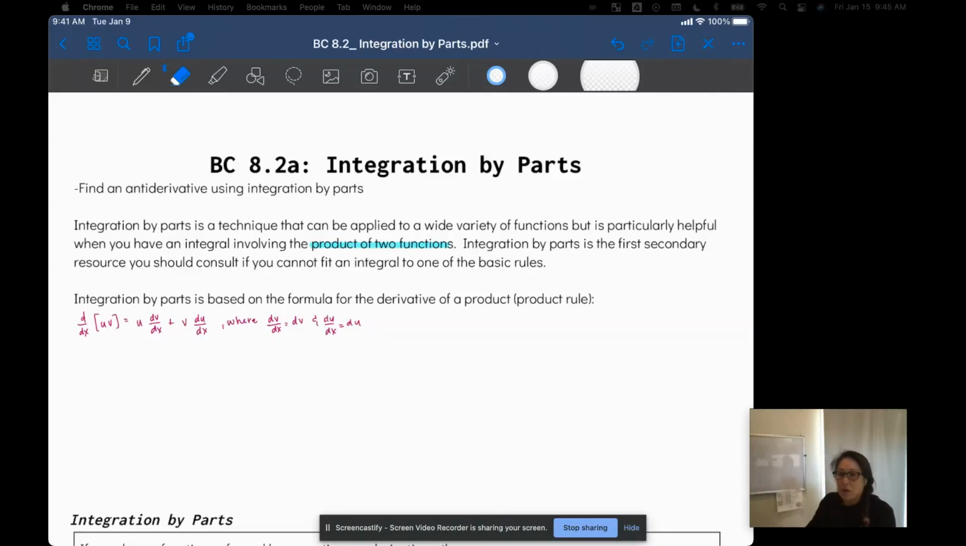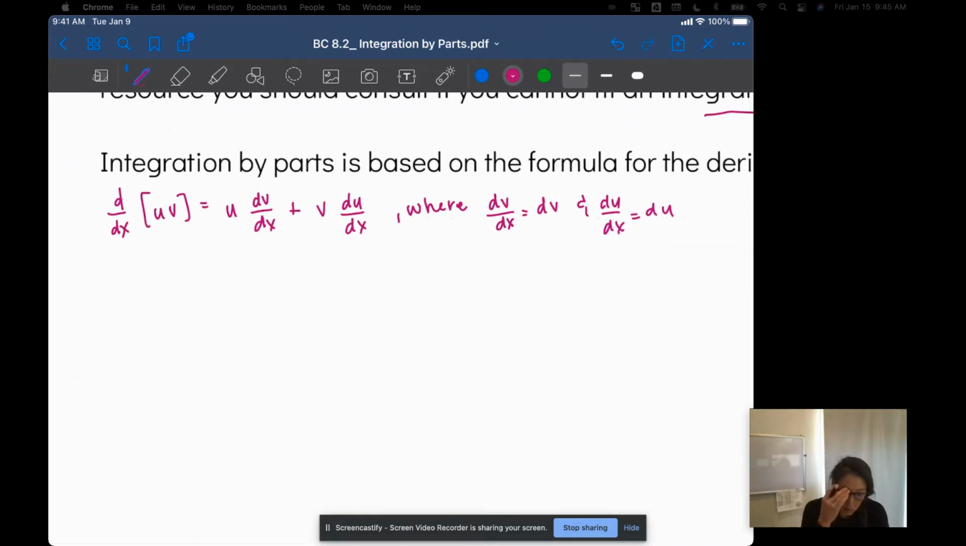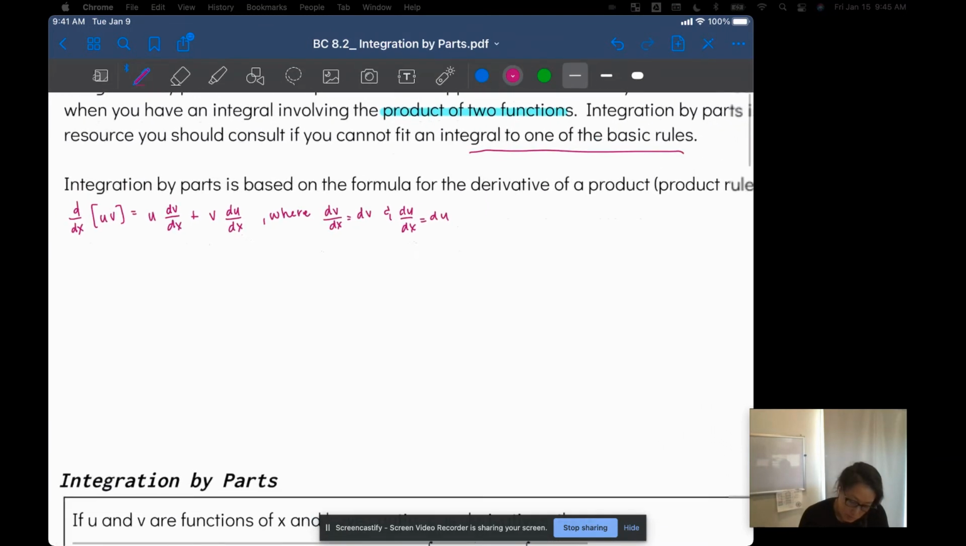Okay, integration by parts is one of our advanced integration techniques. It's really good for the product of two functions, and it's one of the first techniques we should rely on when our basic integration rules fail.